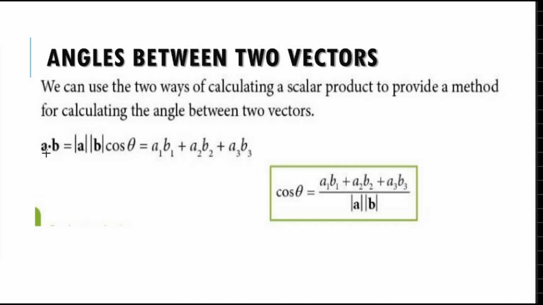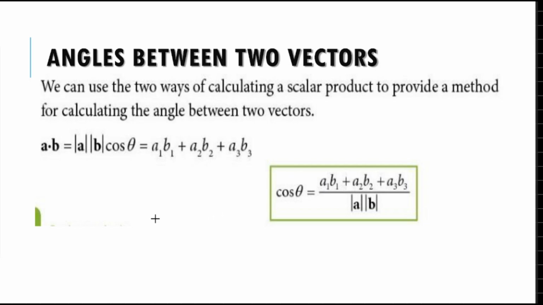Remember that we said that a dot b equals magnitude of a times magnitude of b times cos theta, which equals a1 b1 plus a2 b2 plus a3 b3. So we manipulate the formula we already have for the dot product and make cos theta the subject. So cos theta is always equal to a dot b all over magnitude of a times magnitude of b. So that is the angle between two vectors.